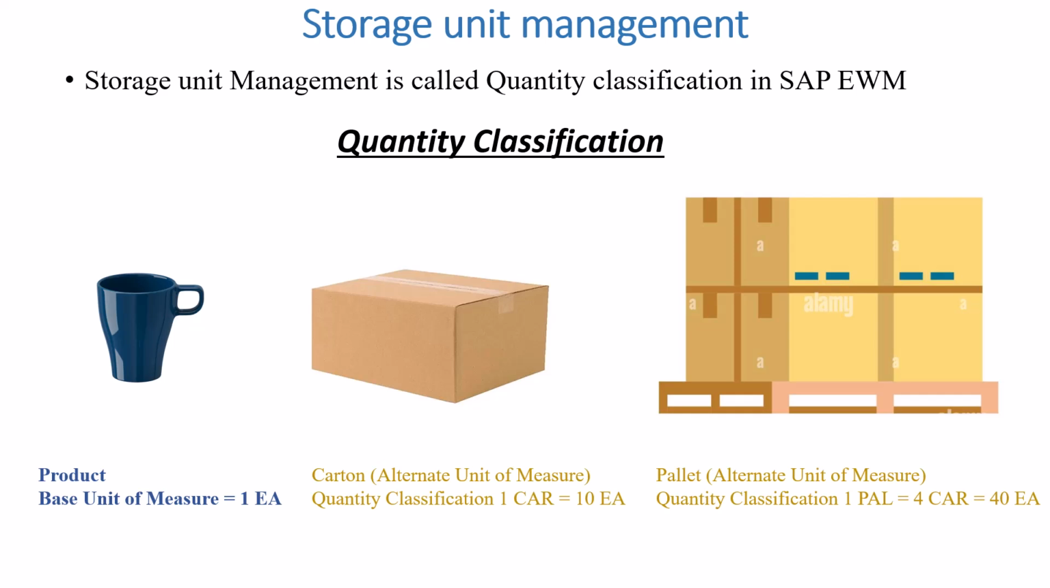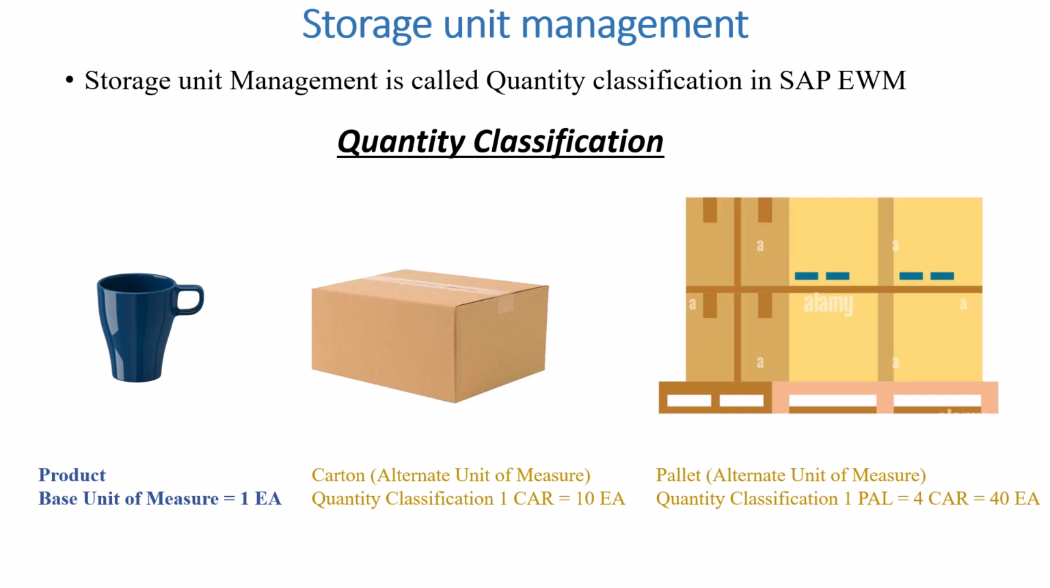In the same way, every product has its own quantity classification. For example, in this example I'm taking a cup. That is one product, and it's one each. Each means one piece of the product. That is how I can measure the quantity of this product. If there are any liquid products, instead of each you may use milliliter or liter. So there might be different quantity classifications and different units of measure for those products.